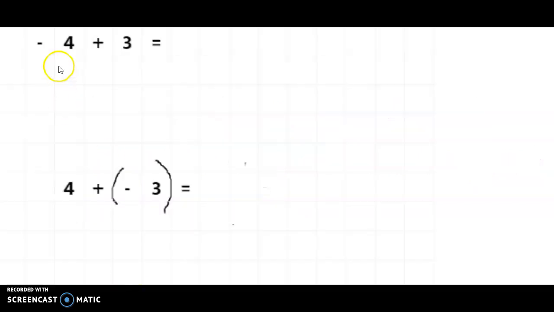In the two examples shown here, I've got different signs. Negative 4 and a positive 3 in this example, and a positive 4 and a negative 3 in the second example. So we have different signs. So our rule is going to be to subtract. But let's model that first to make sense of what we're doing. So here we have a negative 4. So I'm going to pull up 4 negative counters. 1, 2, 3, and 4.